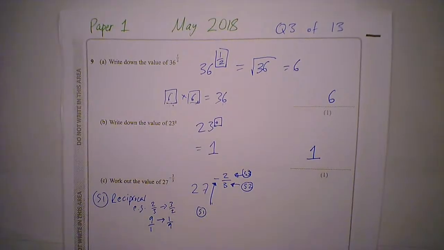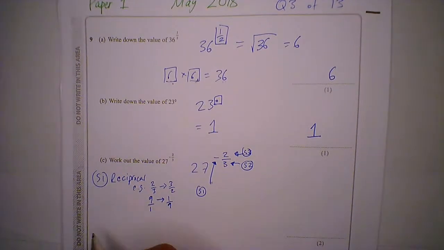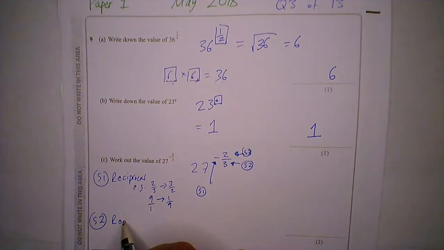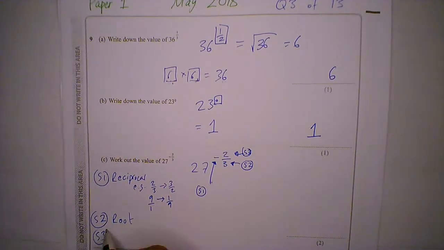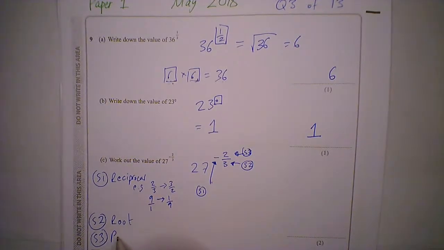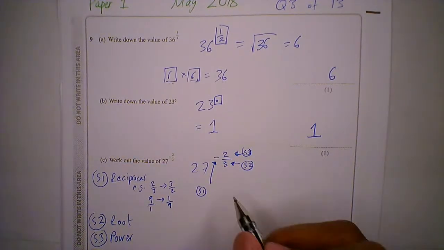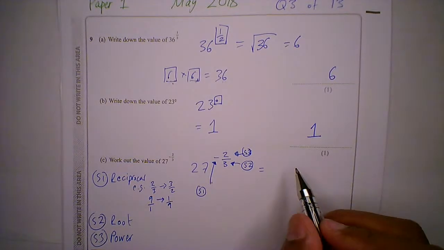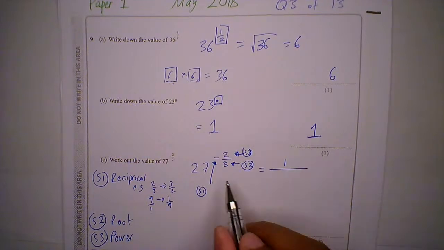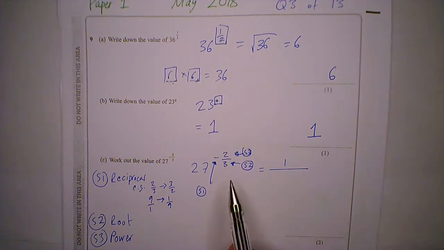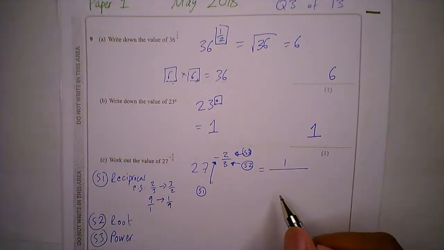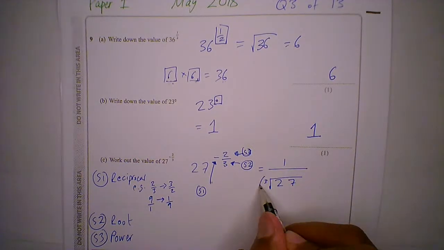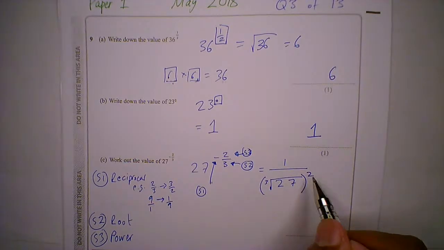Step 2 is similar to what we've done before. Step 2 is my root, in this case the cube root again. And then step 3 is raising to the power. So if I work on this, step 1 is a reciprocal. So 27 becomes 1 over all of that, so the negative disappears. Step 2 is the root, so I'm going to have 27 cube rooted, and then step 3 is raised to the power 2.